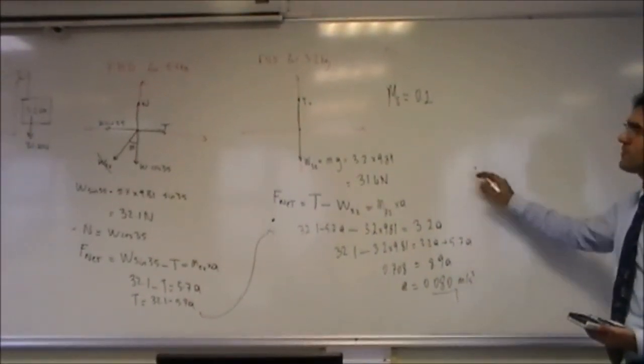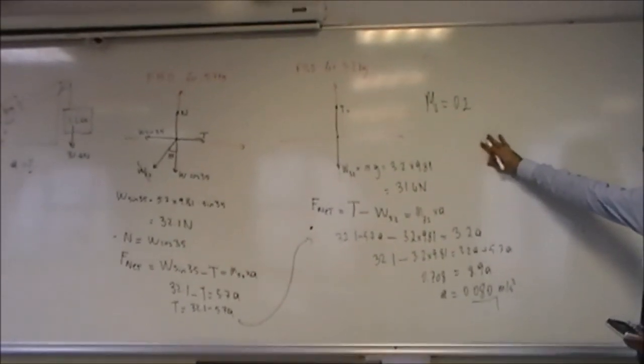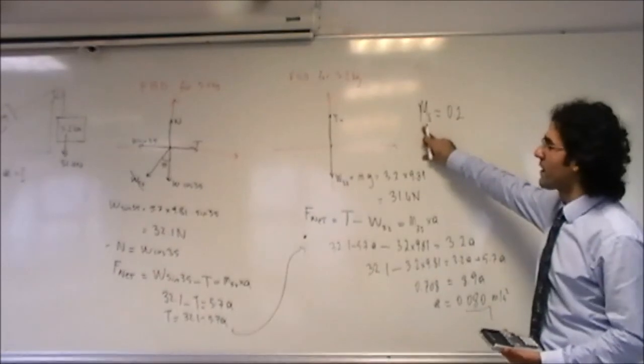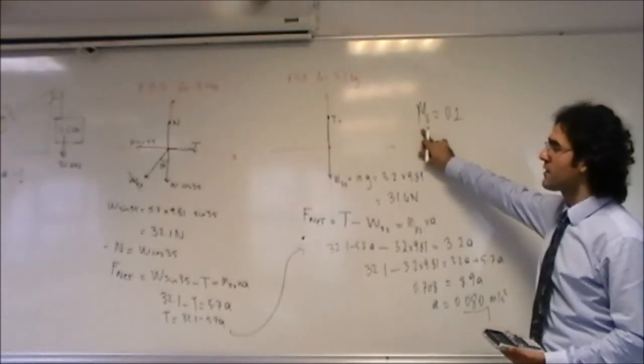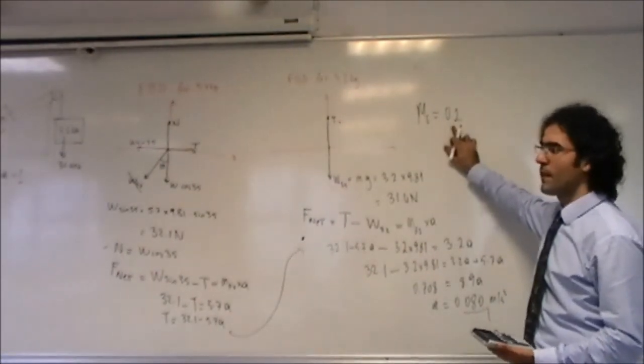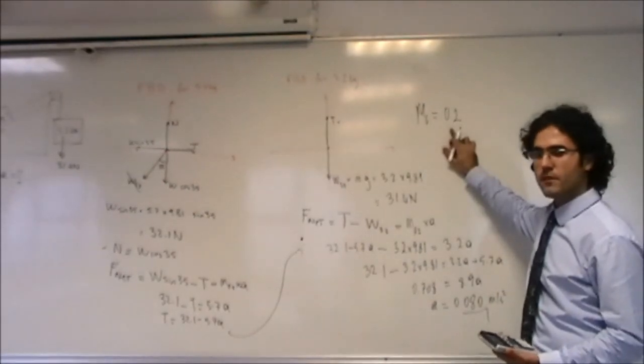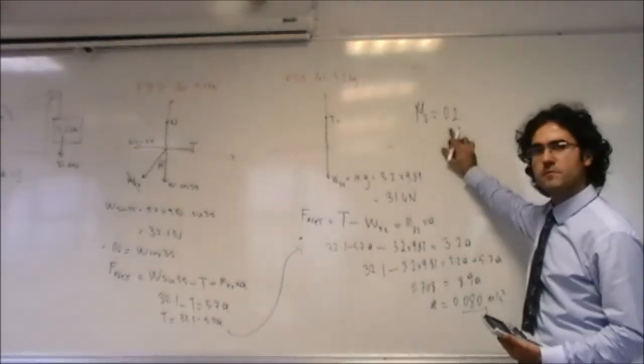Now please find if the system is going to move, if there is friction and the coefficient of static friction between the surface and the block is 0.2. Tell me if the system will move. If it moves, what will be the acceleration?